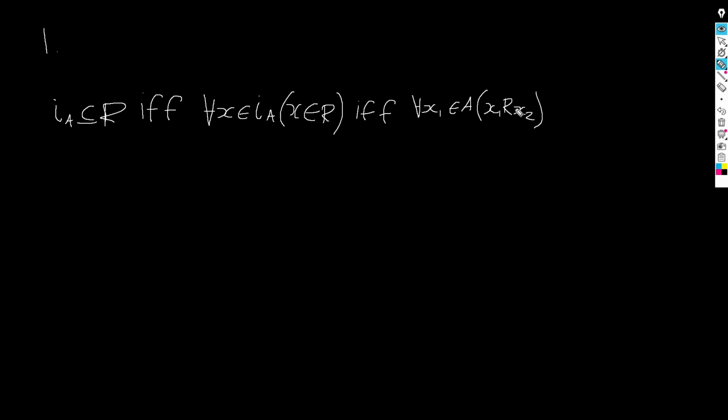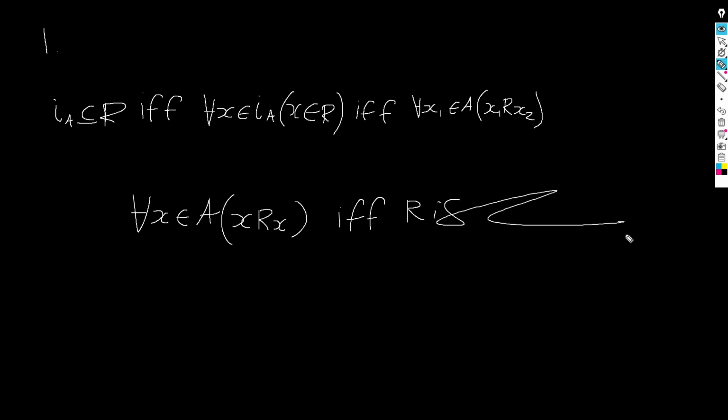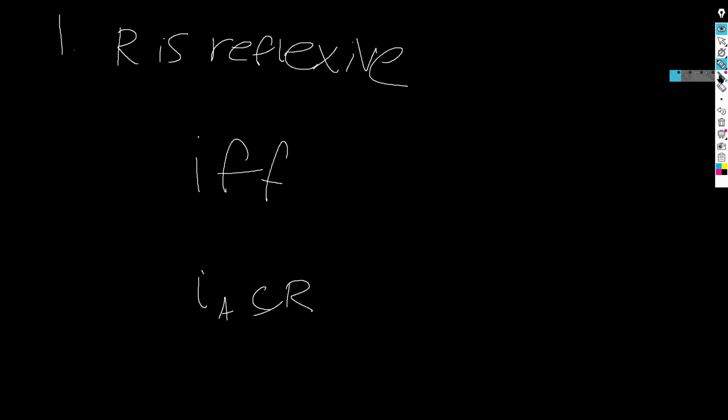Since x1 and x2 are equal to each other, because x is in I_A, then we can just replace all the bound variables here to say that for all x in A, x is R related to x. And this is true if and only if R is reflexive. Therefore, R is reflexive if and only if I_A is a subset of R.